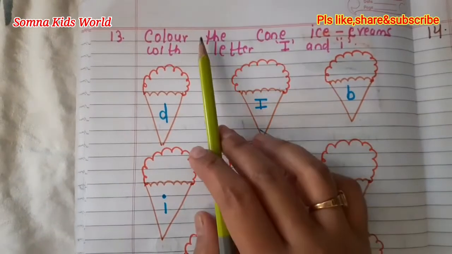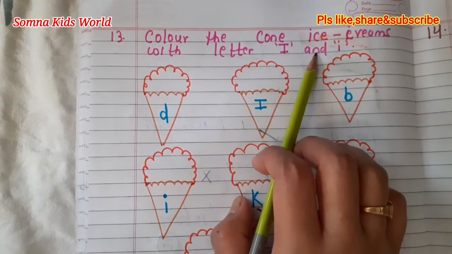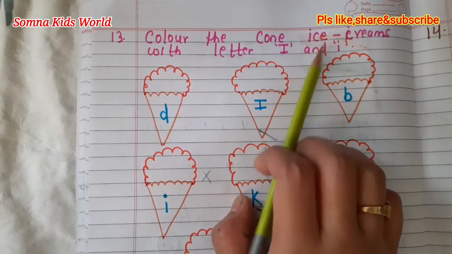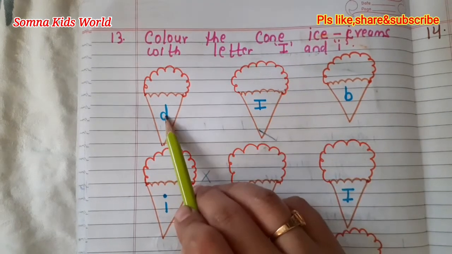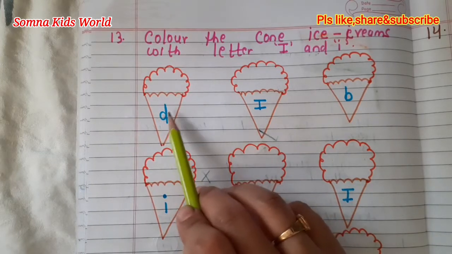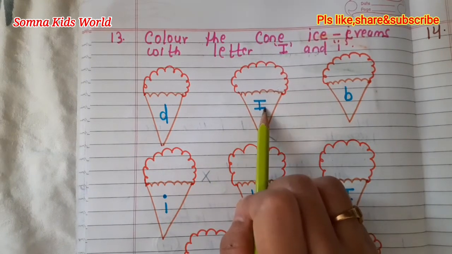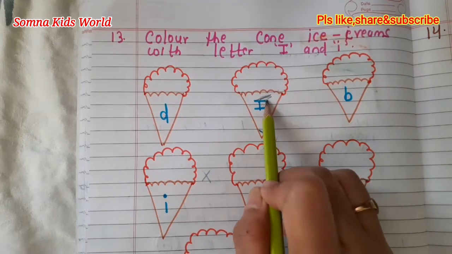Next one, color the cone ice cream with letter I, whether it is capital I or small i. You need to color those ice creams which start with letter I. See here D. So no, D is not the correct one. I. Yes, I is here. It's capital I. So you need to color here capital I.